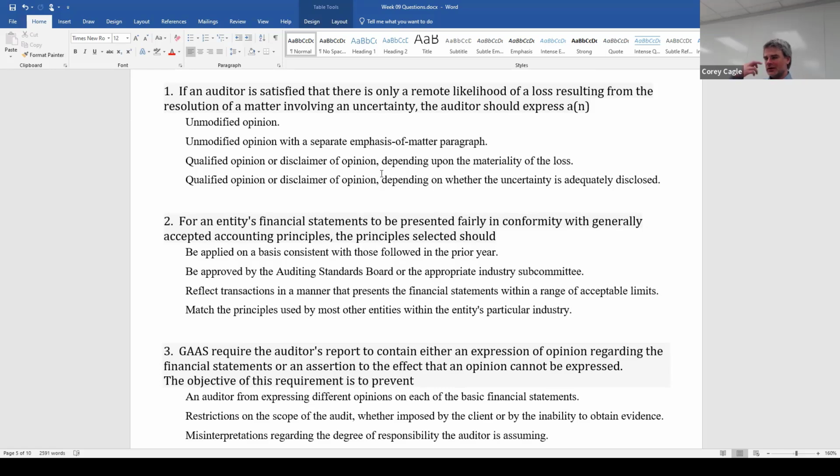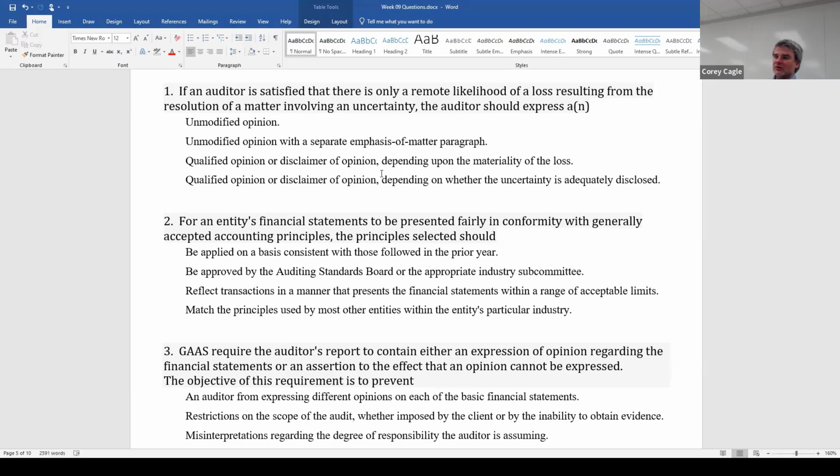Number 1, these are typical type questions. So it's definitely always good to pay close attention to any of these. 1 says if an auditor is satisfied that there is only a remote likelihood of a loss resulting from the resolution of a matter involving an uncertainty, the auditor should express what? Remote, satisfied, that all points to everything's fine, right? The financial statements are presenting fairly.